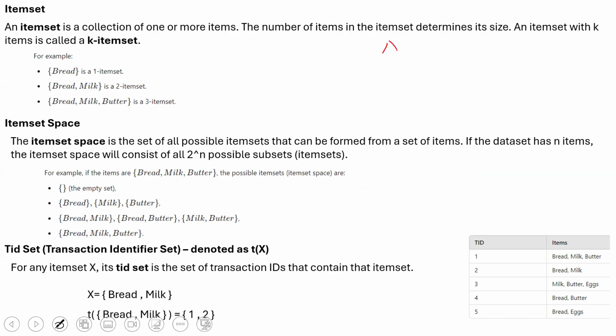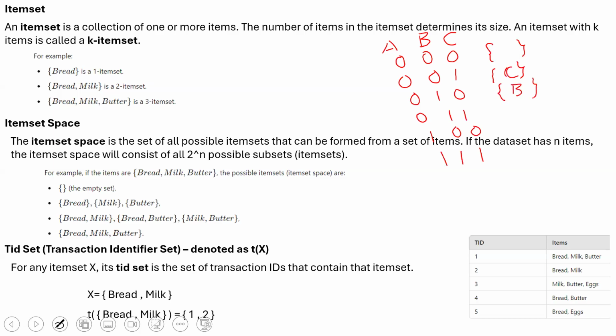Let's suppose we have A, B, C as three different items. What are the number of combinations that we can create from these three items? It is something like this: 0 0 0, 0 0 1, 0 1 0, 0 1 1, 1 0 0, 1 0 1, 1 1 0, 1 1 1. This means this is an empty set, nothing is chosen here. Here only C is chosen. Here only the item B is chosen. Here B and C are chosen. Here only A is chosen.